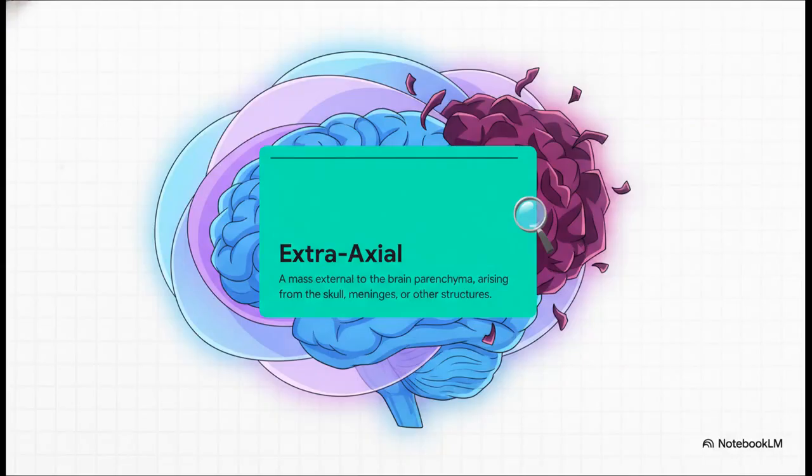So what exactly does extra-axial mean? Well, think of the brain tissue, the parenchyma, as the main party. An extra-axial mass is basically a party crasher. It's not part of the brain itself. It's coming from the outside, growing from things like the meninges, which are those protective layers covering the brain, and it's just shoving its way in.